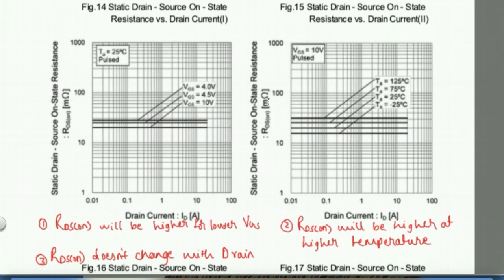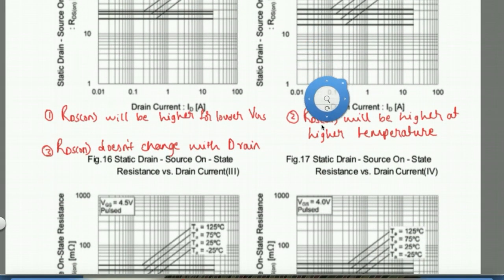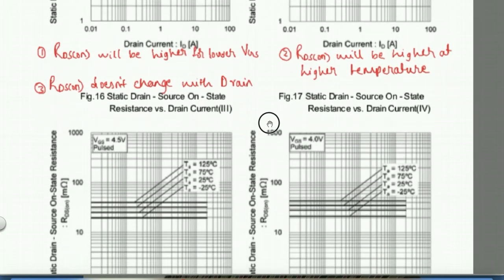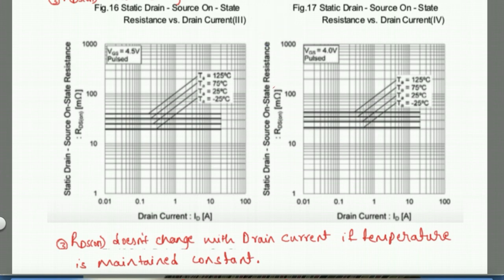Figures 14, 15, 16 and 17 provide various plots of variation in static drain source on resistance versus different parameters of gate source voltage and junction temperature. In summary, RDS(on) will be higher for lower VGS. RDS(on) will be higher at higher temperature. RDS(on) doesn't change with drain current if temperature is maintained constant.